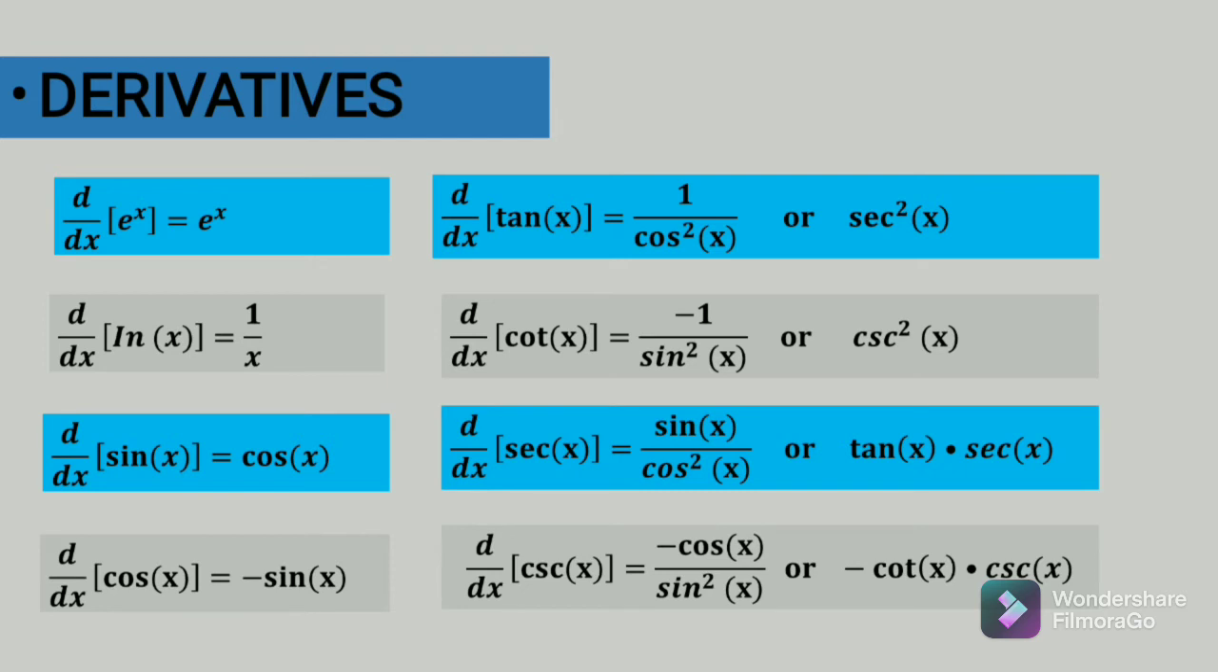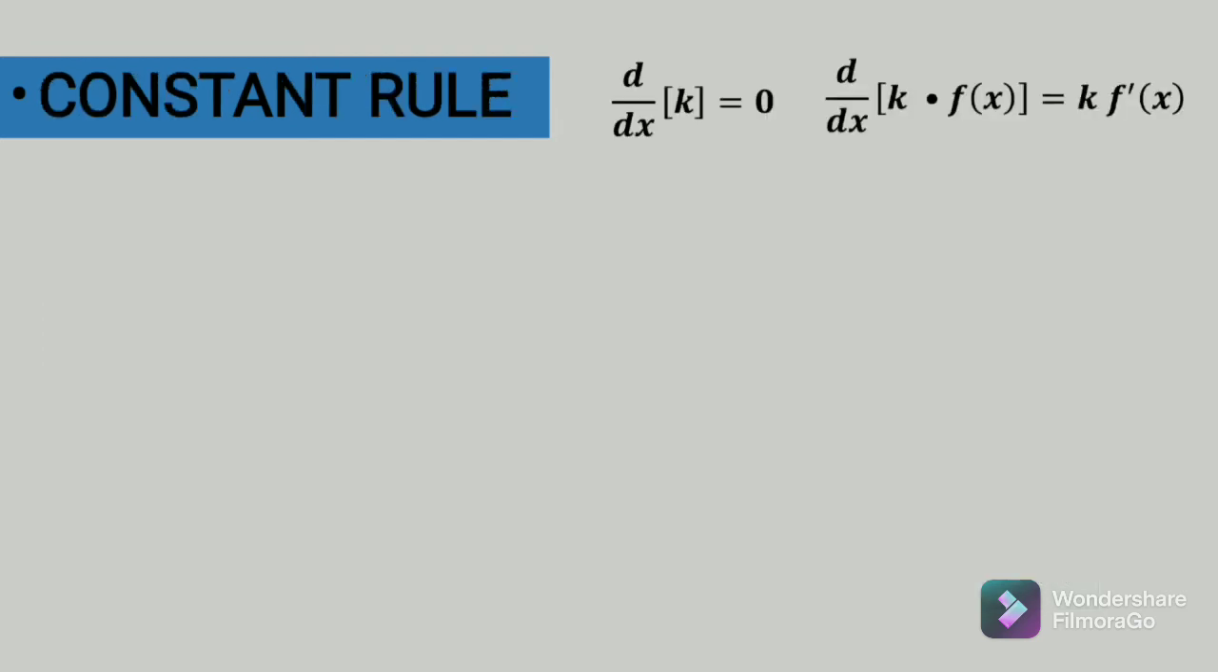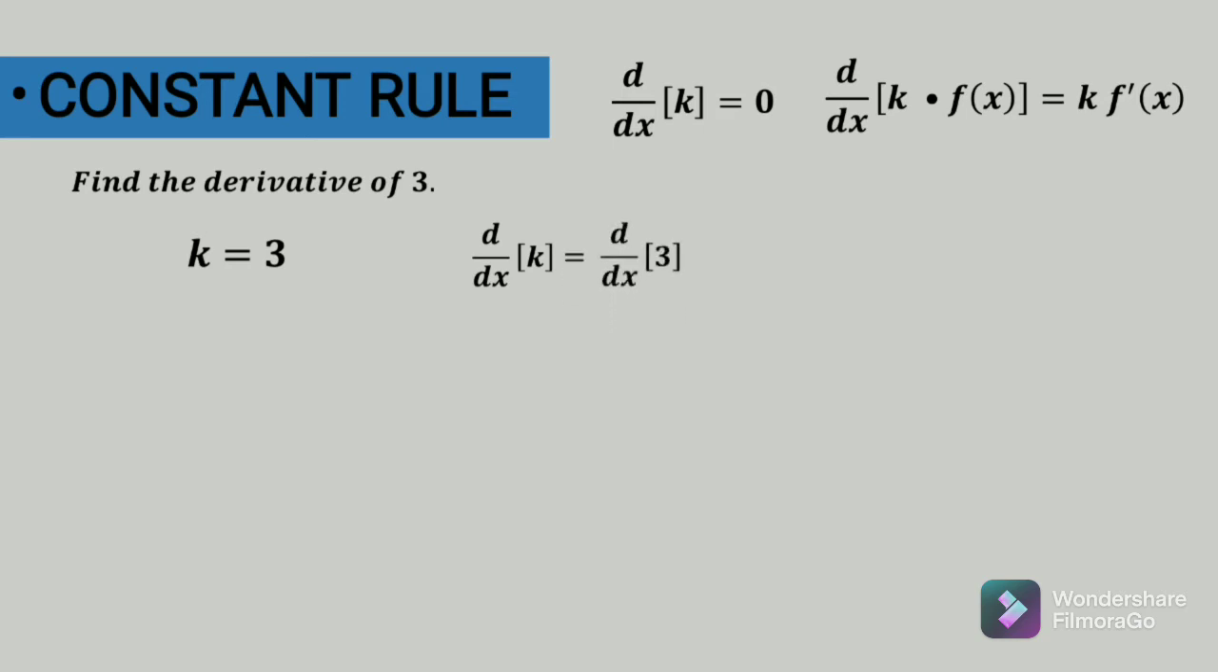Application of rules in the given function. Constant rule. Find the derivative of 3. Our given is 3, which is a constant. So let's apply the constant rule. The derivative of 3 is equal to 0. So the answer in our problem is 0.